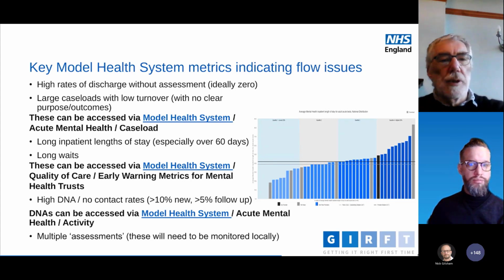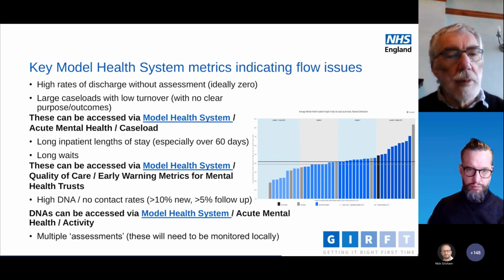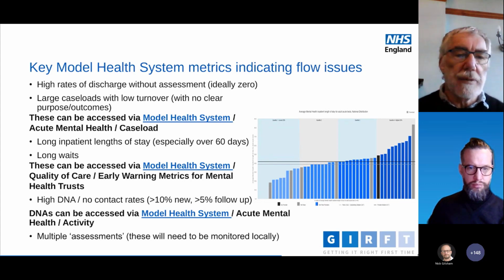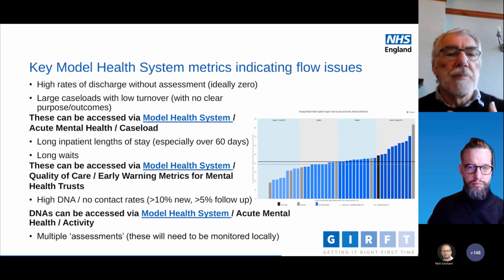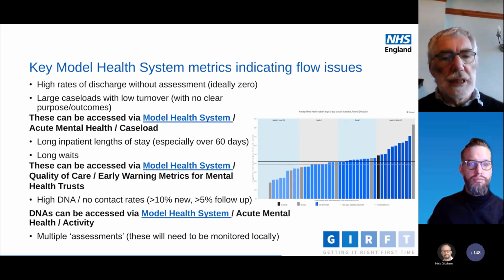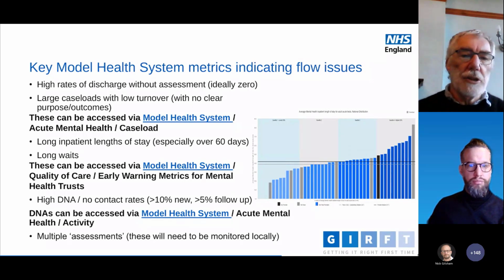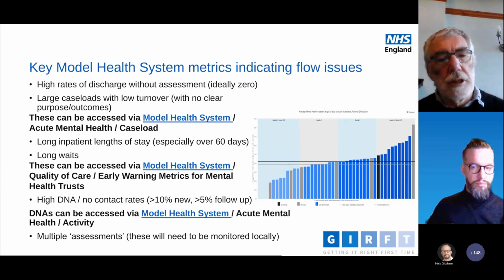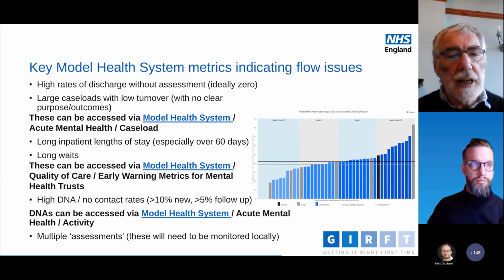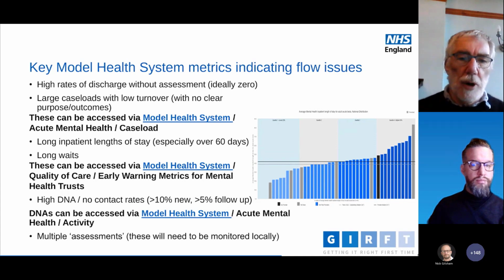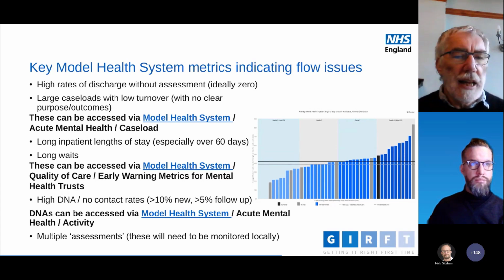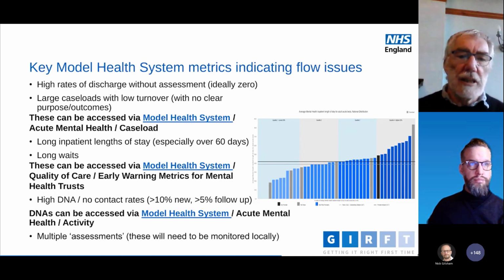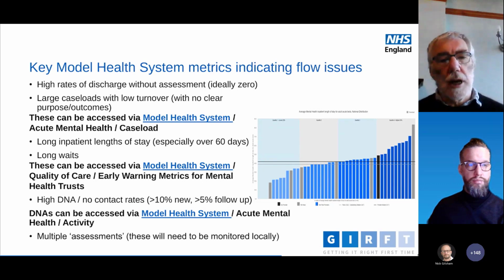So again, those things are all available. High DNA rates at the moment tend to be reported by trusts only for clinic-based appointments. We would like people to move to doing this for failed contacts in the community as well. But if you're getting more than 10% new appointments not taken up, there's a really serious issue between you and the people referring into you about understanding why people in your community are not taking up that offer. And if you're getting more than 5% failed appointments for follow-up, then it's really saying there's something wrong with the offer you're making to the community, and you're not proving yourself to be interesting enough, useful enough, or accessible enough for them to turn up.